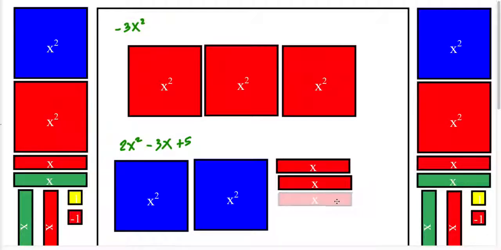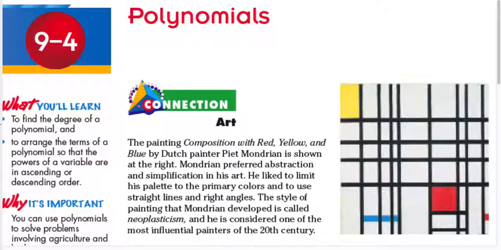Okay, plus 5 means positive 5, so 5 of the yellow unit tiles. Okay, and this is how you model polynomials using algebra tiles. It seems very easy, but this becomes very useful later on when we start adding, subtracting, and multiplying polynomials. Okay, so that's a little background of polynomials, what they are, and that's a visual representation of what a polynomial is. Okay, so let's go to our lesson proper.